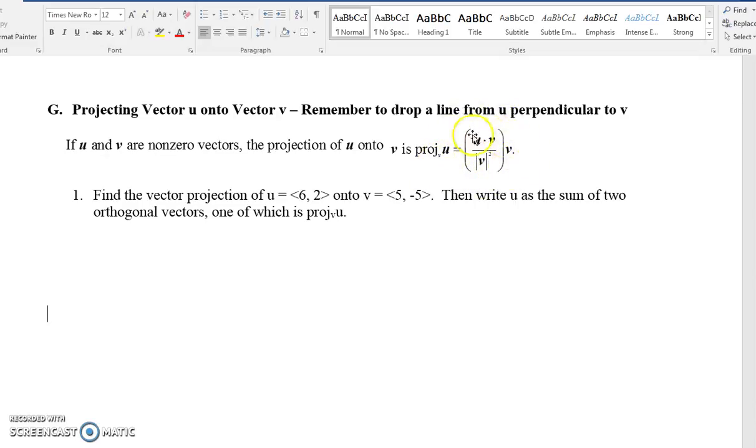I'm not going to get into why this formula works so much in this video, but I might make another one that kind of runs through that for you. This is not by magic, but let's just go ahead and try to use this. So let's just look at the formula first.